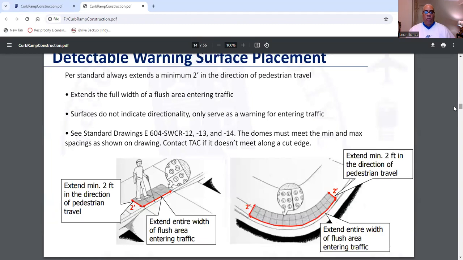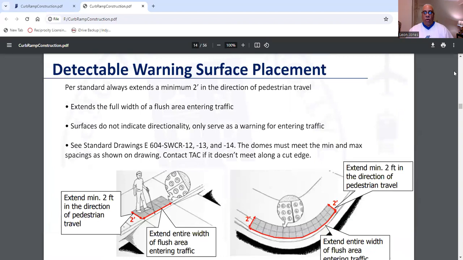Now, you also have what we call a detectable warning surface placement. Now, per standard, always extends a minimum of 2 feet in the direction of pedestrian travel. Extends the full width of a flush area entering traffic. So surfaces do not indicate directionality. They only serve as a warning for entering traffic. Again, see your standard drawings.